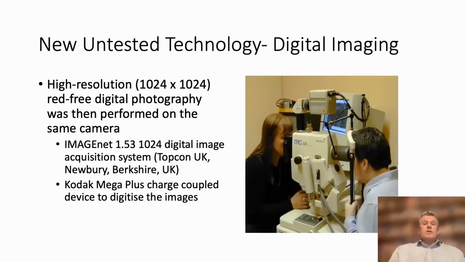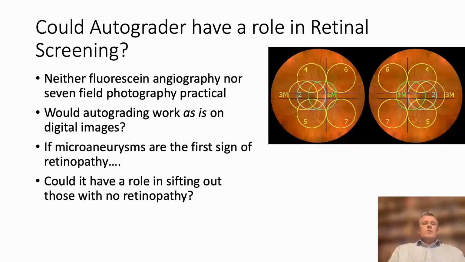At the time, a new untested technology appeared, digital imaging. This involved high resolution, at least we thought it was high resolution in those days, red-free digital photography performed on the same camera as used for obtaining film. So we thought, could the autograder and this new technology have a role in retinal screening? Neither fluorescein angiography nor 7-field photography were practical. Would autograding work as is on digital images? If microaneurysms are the first sign of retinopathy, could it have a role in sifting out those with no retinopathy from those that actually did?